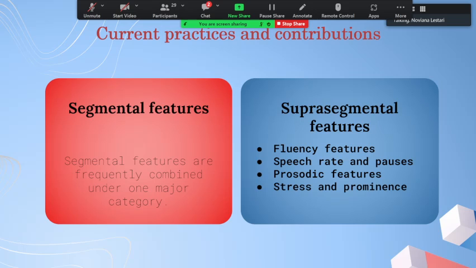Prosodic features, particularly intonation, have recently been added to revised versions of the test descriptors. And stress and prominence have also been mentioned in some of the speaking scales. The CLE test incorporates both lexical stress and prominence in the description of pronunciation features. The next slide.